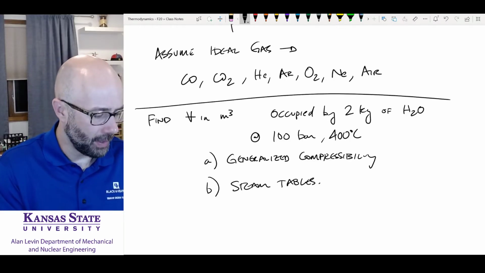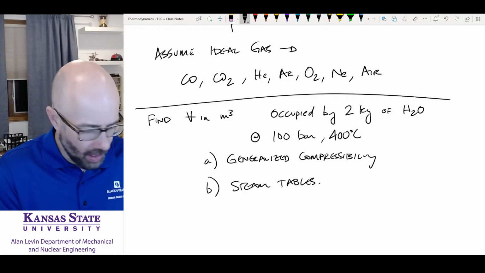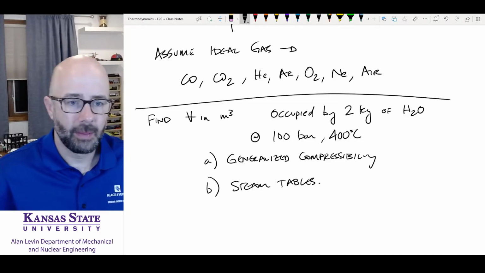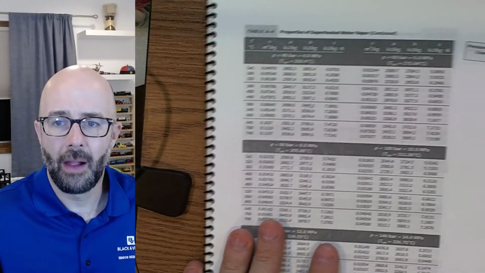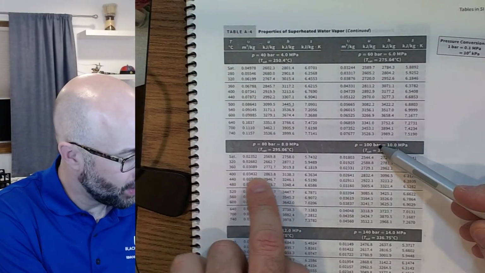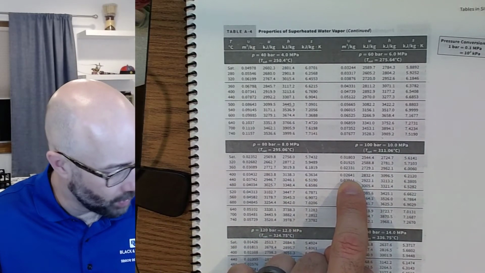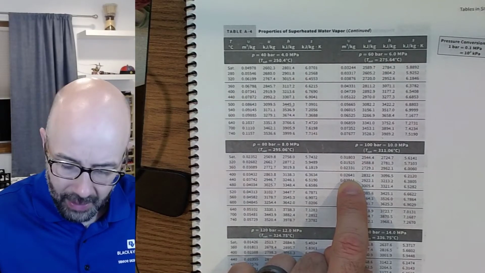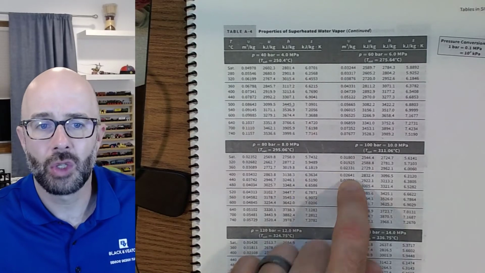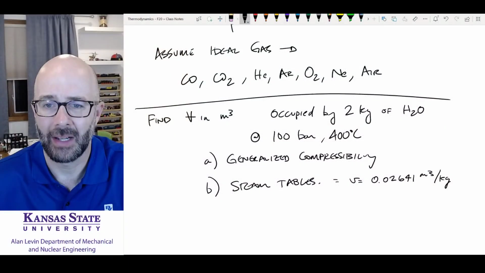Okay, let's just go ahead and do that right now. I'm going to do part B first. So I am going to go to 100 bar, open my document camera here. 100 bar. And I'm going to go to 400 degrees Celsius. Here's 400 degrees Celsius. I'm going to read off my specific volume here. This is going to give me my specific volume is equal to 0.02641 meters cubed per kilogram. We know that's true. We're comfortable with that. We've done that. We're pretty practiced on that.